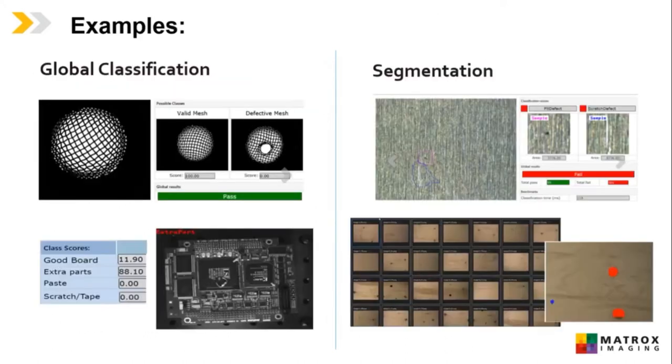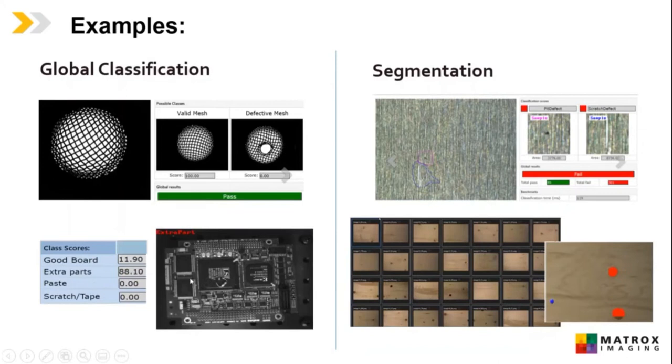And in terms of images, again, for example, in global classification, we are presented with an image. There are two types of meshes, for example, that are the two categories, and this can belong to the valid or defective mesh. This is an example we'll see later on. We have a PCB with four possible categories. One would be a good board.